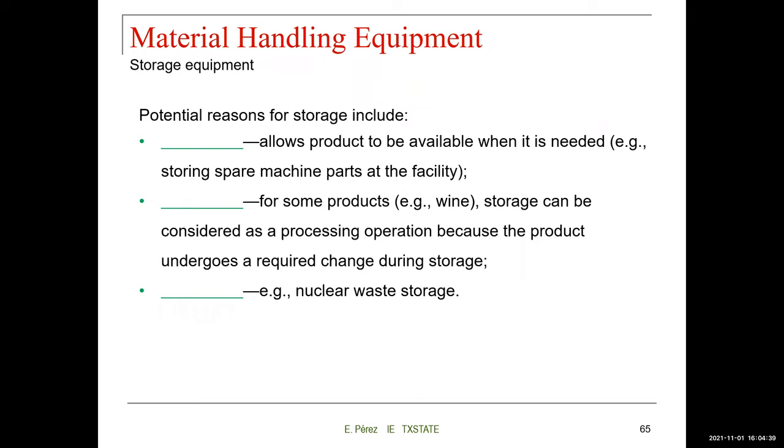So, storage equipment. Potential reasons for storage include time bridging, which allows products to be available when needed, for example, storing spare machine parts at the facility. Processing: for some products, like bottles of wine, storage can be considered a processing operation because the product undergoes a required change during storage. So that would be part of the process. And securing, for example, in nuclear waste storage, you want to keep that product sealed. So that's the third major reason.